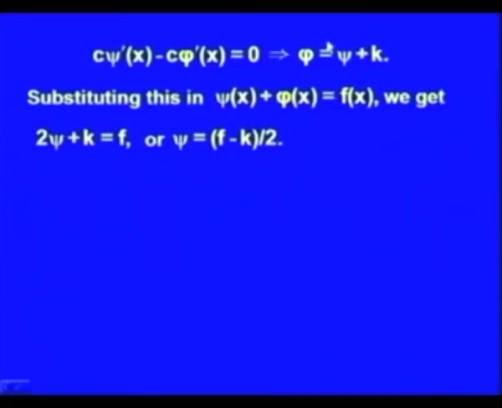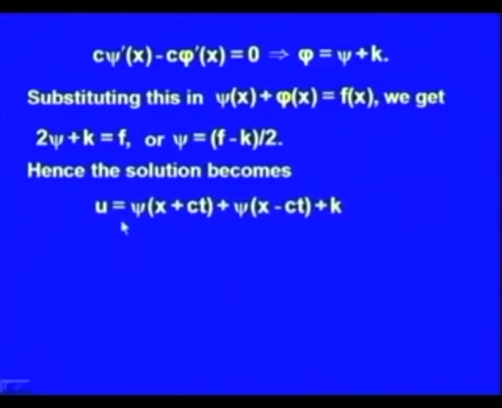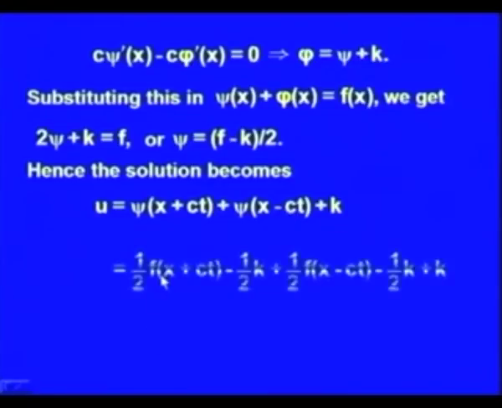Now, let us substitute this value of phi in the other equation, psi(x) plus phi(x) equal to f(x). What will we get? We will get 2 psi plus k equal to f, or we may say that psi is equal to (f minus k) by 2, and hence the solution becomes u equal to psi(x plus ct) plus phi(x minus ct), which becomes psi(x minus ct) plus k from this equation.